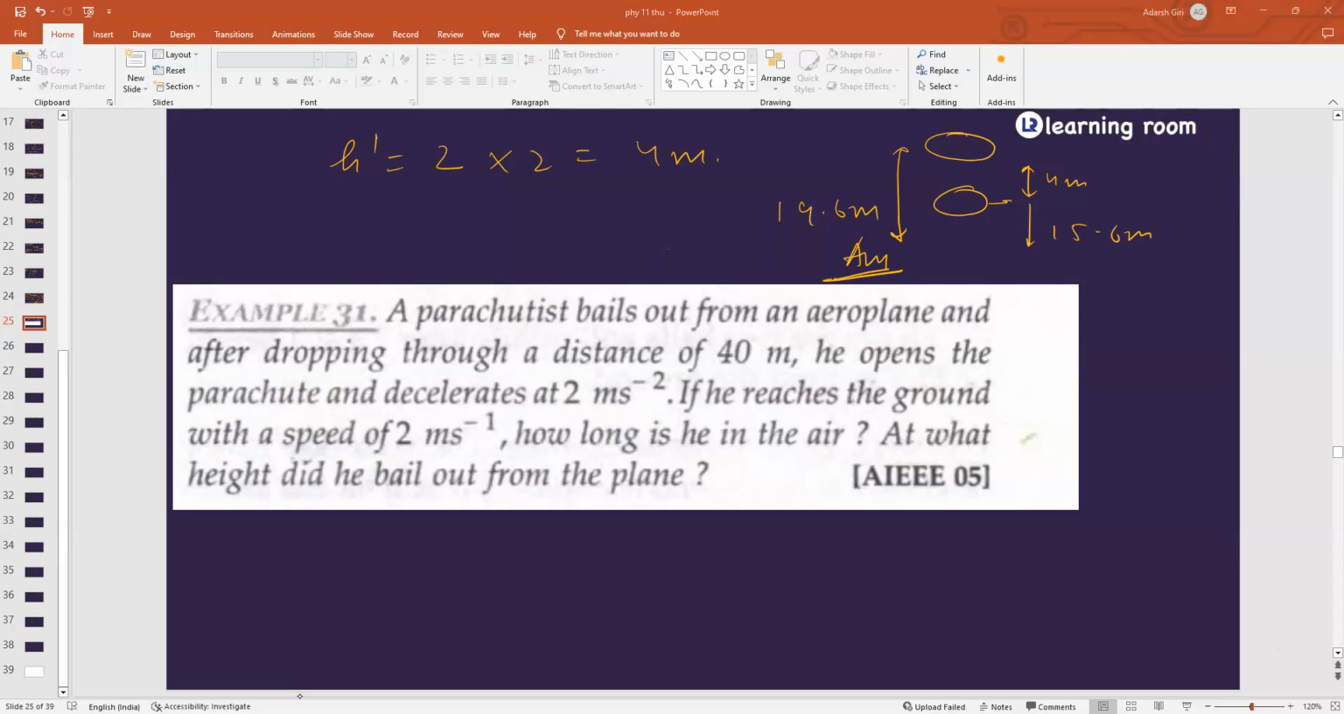Shall I start solving it? Can you solve? Okay. So the question says that we have a parachutist who bails out from an aeroplane, and after dropping through a distance of 120 meters, he opens his parachute and decelerates at 2 meter per second square. If he reaches the ground with a speed of 2 meter per second, how long was he in the air? At what height did he bail out from the plane?